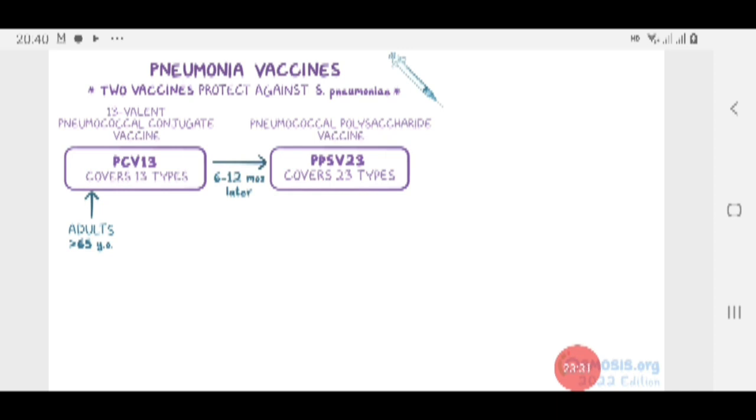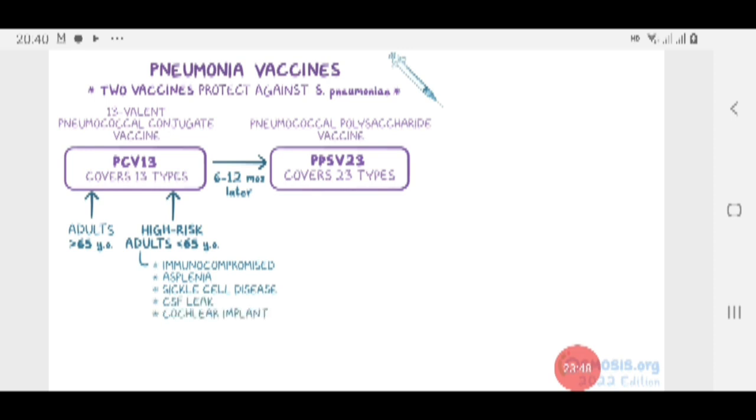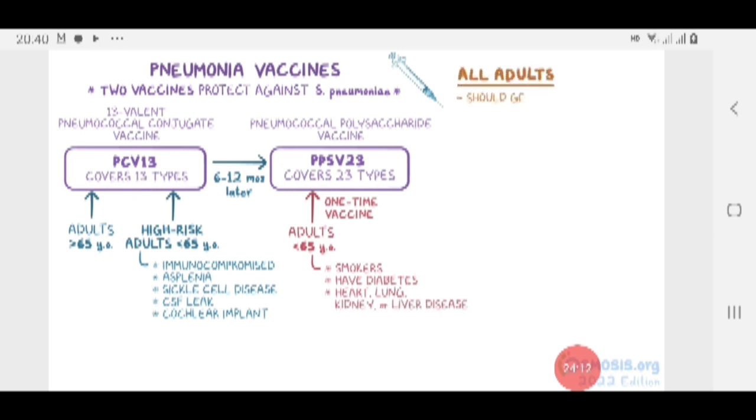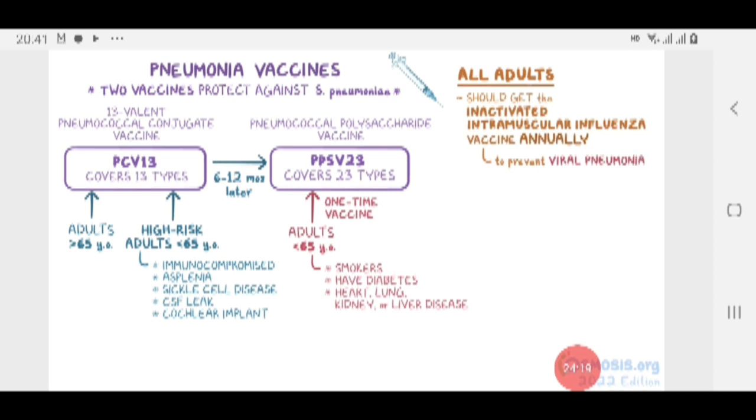This sequential vaccination method can also work for high-risk adults less than 65 years, like those who are immunocompromised, have asplenia, sickle cell disease, as well as those with cerebrospinal fluid leak, or have a cochlear implant. In addition, the PPSV23 vaccine should be given alone as a one-time vaccine to adults less than 65 years old, who are current smokers or have chronic medical conditions like diabetes, heart, lung, kidney, or liver disease. Finally, all adults should get the inactivated intramuscular influenza vaccine annually to prevent viral pneumonia from influenza.